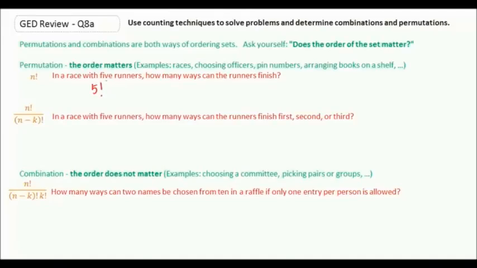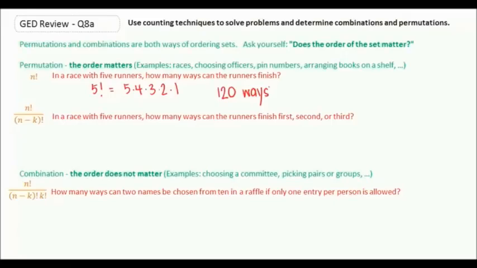Now what a factorial means is you're going to take the number that you're starting with, and you're going to keep multiplying by every number that's smaller than it until you get to 1. So 5 factorial means 5 times 4 times 3 times 2 times 1. 5 times 4 is 20, 20 times 3 is 60, and 60 times 2 is 120. So they can place in 120 different ways.